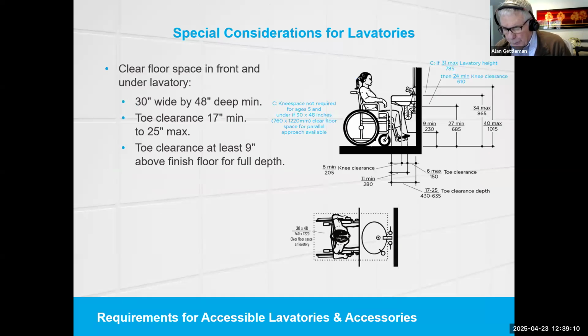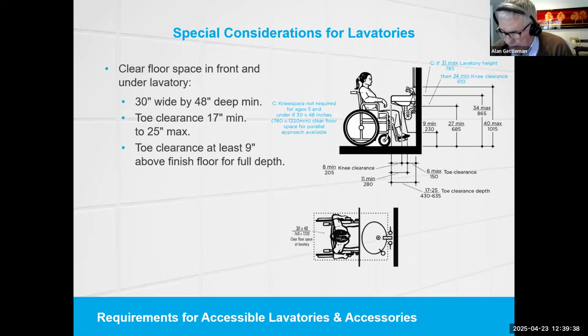The required forward approach must provide clear floor space in front and under the lavatory, which is 30 inches wide minimum and 48 inches deep minimum for the ADA and for existing buildings. For new buildings, that clear floor space has to be 52 inches deep minimum.